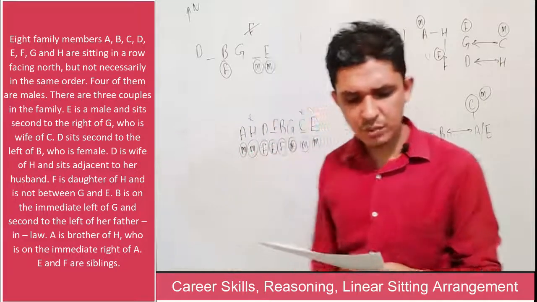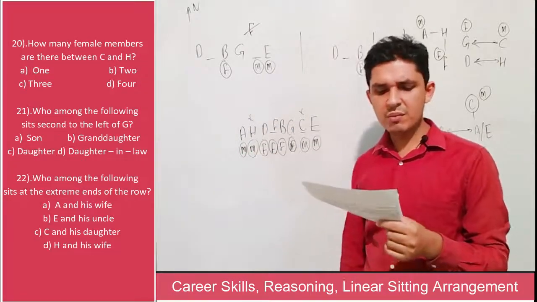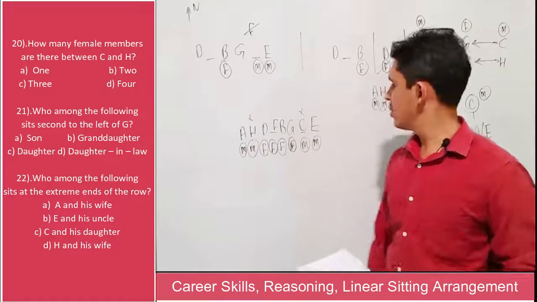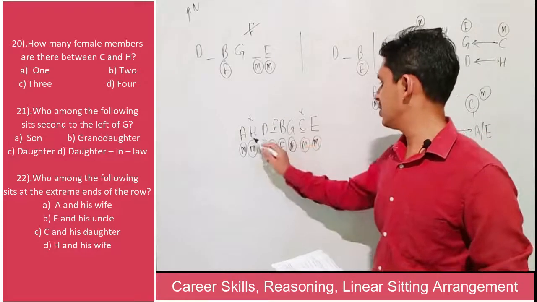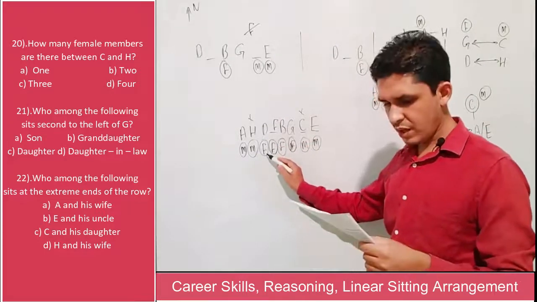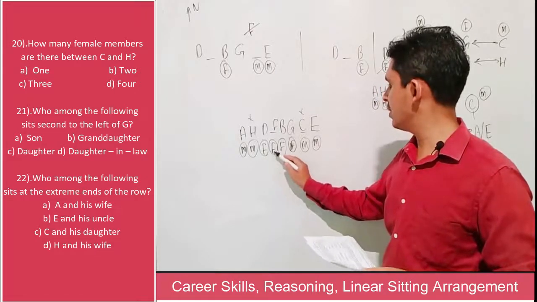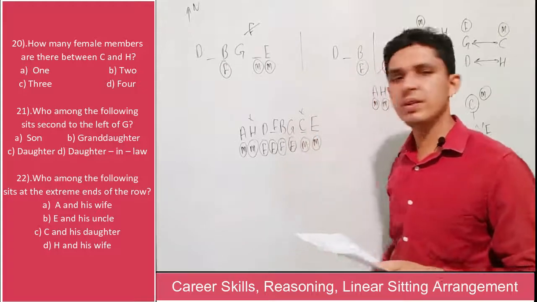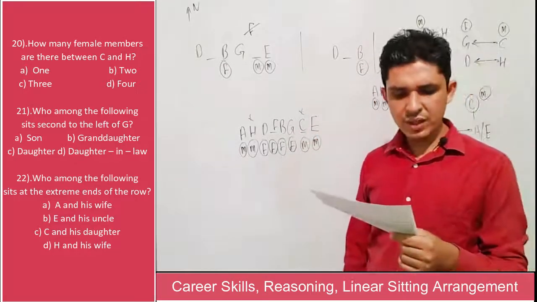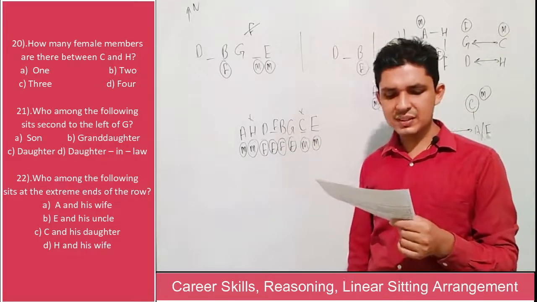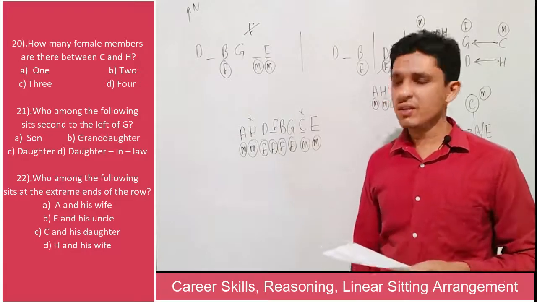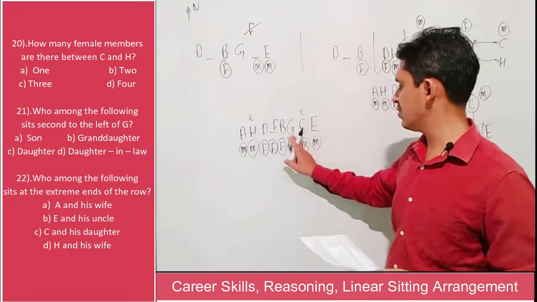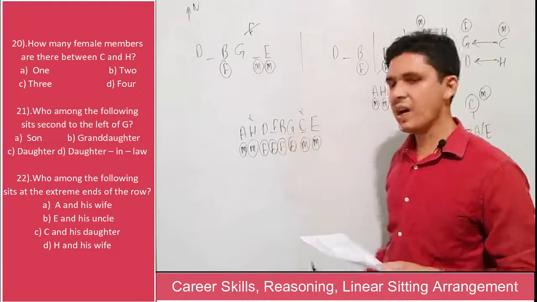Like the question number 20, how many female members are there between C and H? If we check C and H, there are 1 2 3 4, we have 4 female members, so the answer will be 4. Question number 21, who among the following sits second to the left of G? If we check second to the left of G, this will be F.